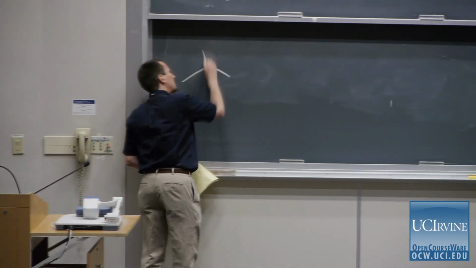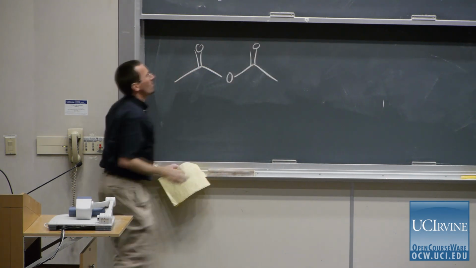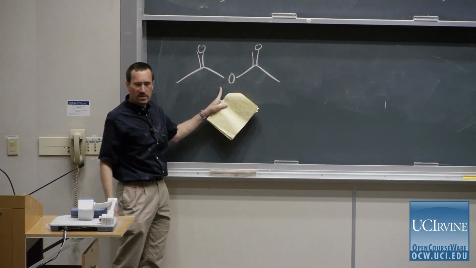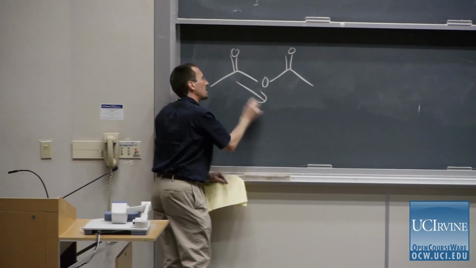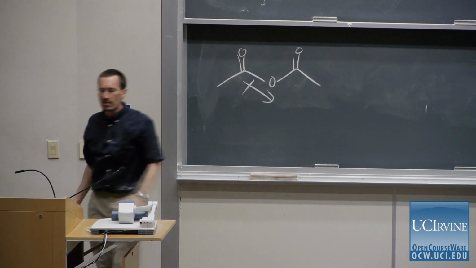Now, you have the same type of principle in acid anhydride. Just like the chlorine is pulling away electron density, the acyl group is pulling away electron density.